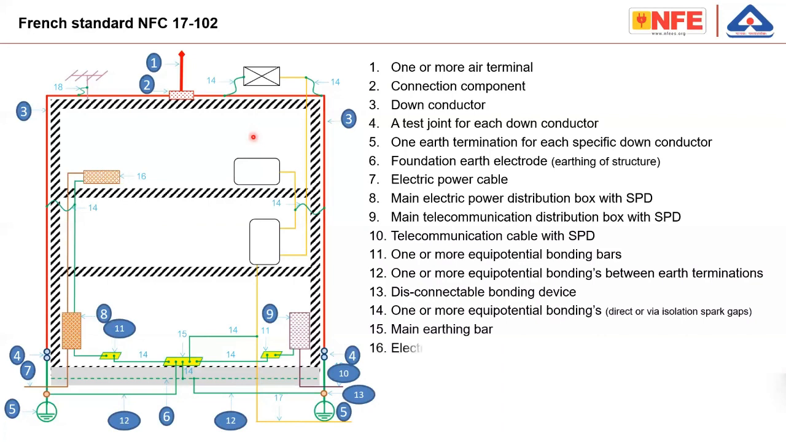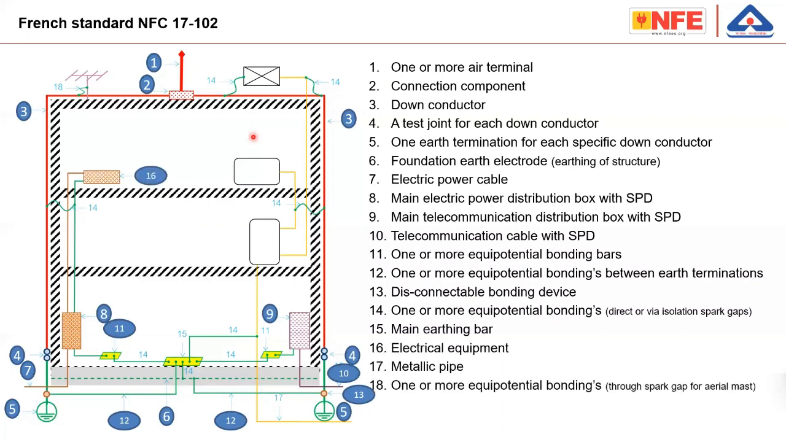The French code NFC 17102 says the lightning protection consists of serial numbers 1 to 18. It consists of one air terminal, which is serial number 1, the ESE rod, then connection components, outdoor down conductors, several down conductors, and you see a lot of equipotential bonding and so on. So the French standard says this is how you should make a lightning protection system, and the Indian standard says this is how you should make a lightning protection system, but serial number 1 is not required. Serial number 1 is about early streamer emission, whereas serial numbers 2 to 18 are the actual safety measures.